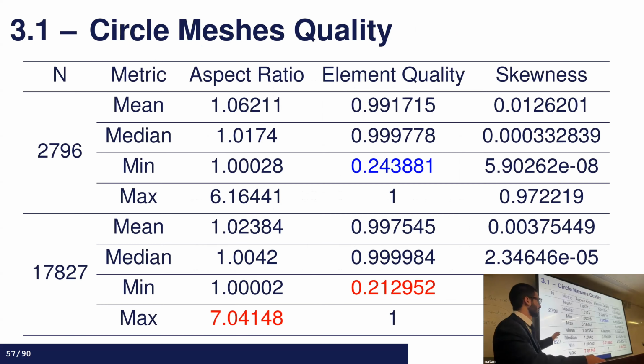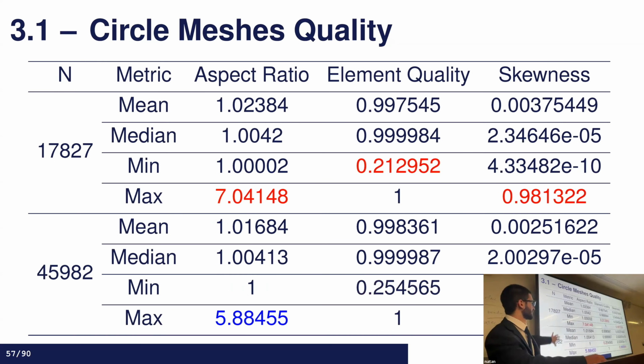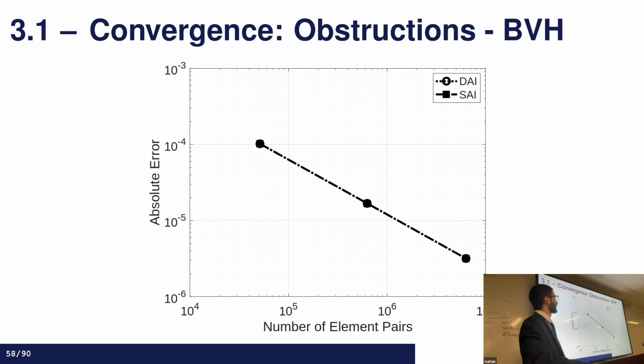And that's what's happening where this middle mesh is the third one. This middle mesh is by far the worst one, and so that's the cause for that jump in error. Now for obstructions, they both get the same errors for BVH and also for the MTI.